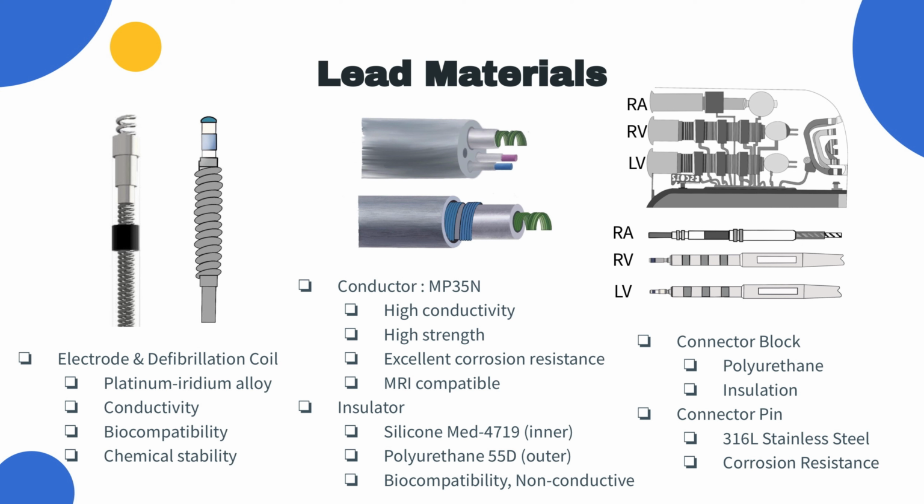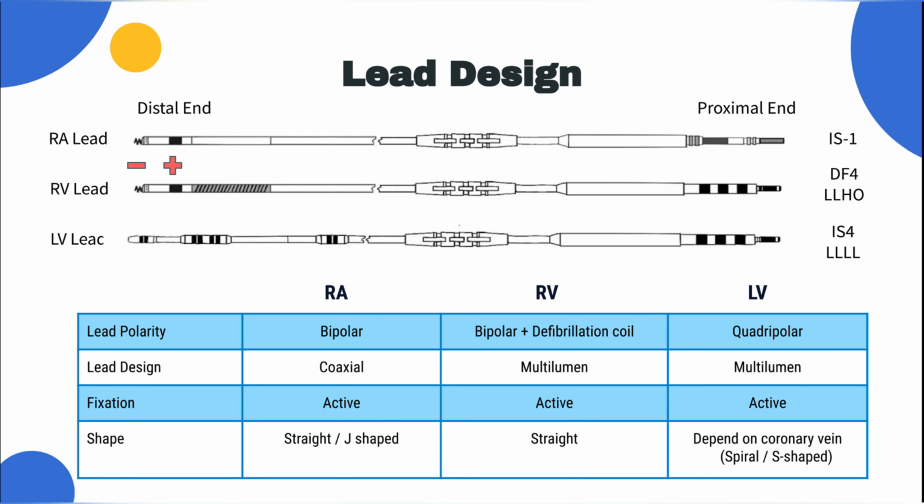The connector block at the header of the pulse generator is made from polyurethane, which has insulation properties. The connector pin is made of 316L stainless steel due to its high corrosion resistance. The connector pin is a part of the lead, which will connect to the connector block. The lead design and connector pin of each chamber will be distinct because of the different functionality and safety.